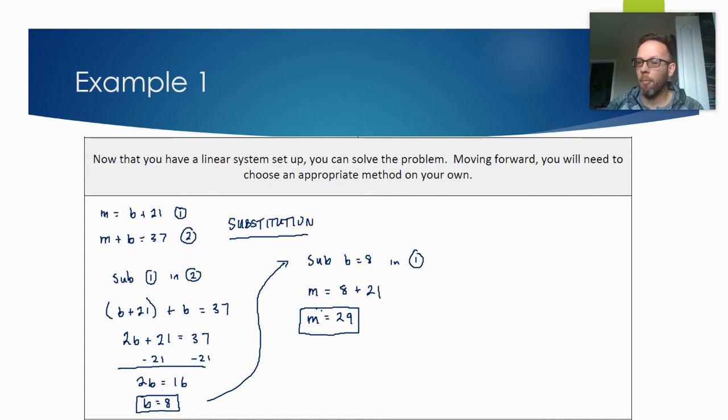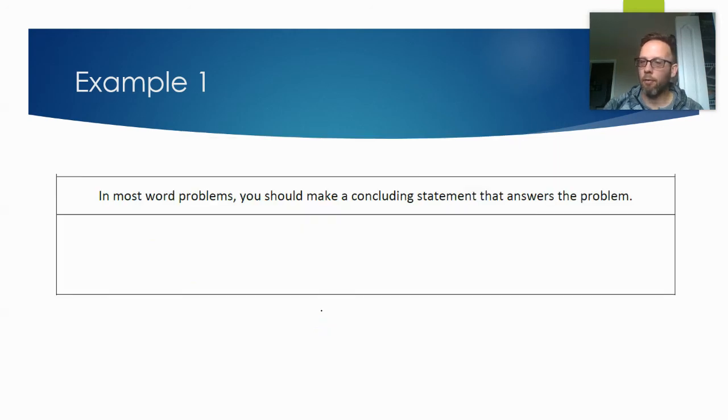So we have solved the problem, guys. Now, usually in most word problems, you should make a concluding statement. It just shows you understand what you found, what the solution to the problem is. So we could make a quick one. Mr. Smith has 29 Frisbees.